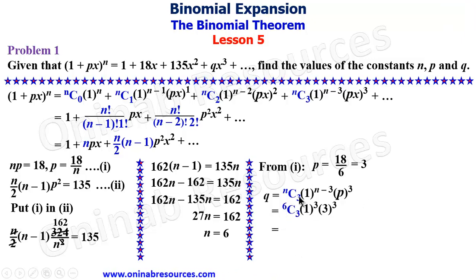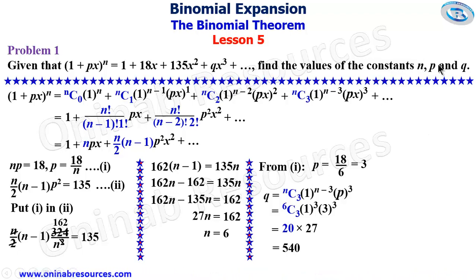So we simplify. 6 combination 3 gives 20 times 27. Since 1 raised to power 3 gives 1 times 27, which is 3 raised to power 3. This gives 540. So we have successfully gotten the values of the constants n, p, and q, where n is 6, p is 3, and q is 540. We are done with problem 1.